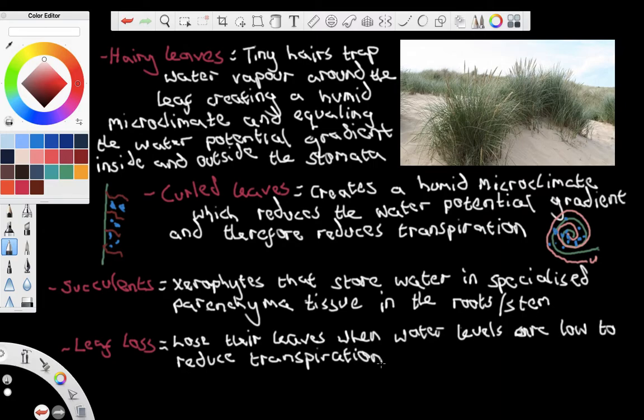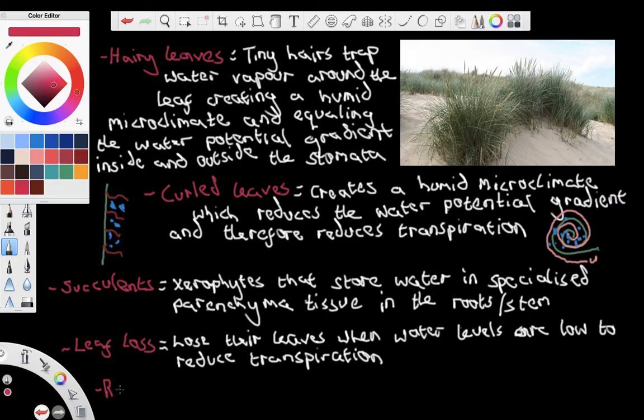So by losing their leaves, there's less surface area across which transpiration can happen. That's an important point that we haven't written down, but I have mentioned it in previous lessons, is that transpiration only happens at the leaf. Plants don't lose water from anywhere else. Not really, anyway. Okay? The final one that we need to just mention is that xerophytes have root adaptations that maximise the amount of water they absorb.